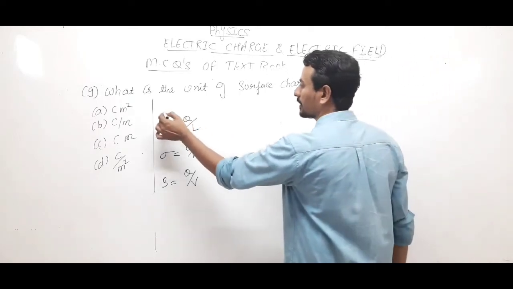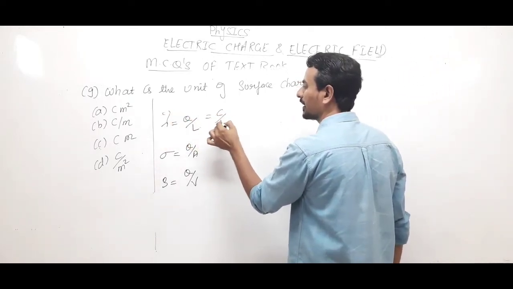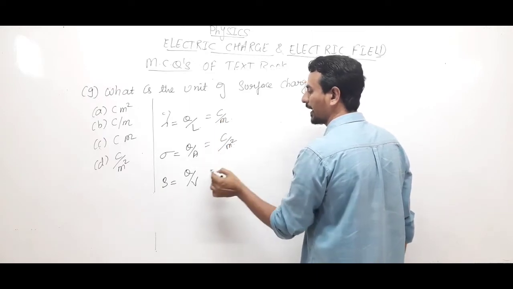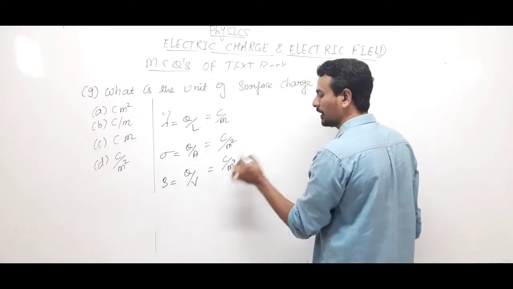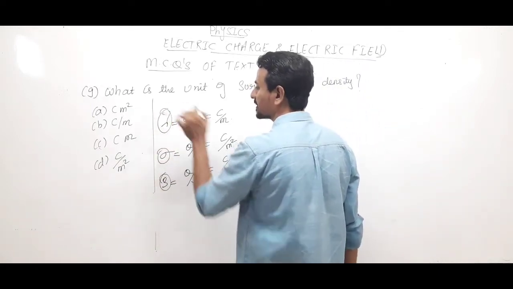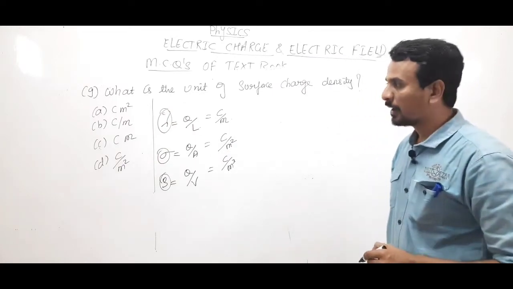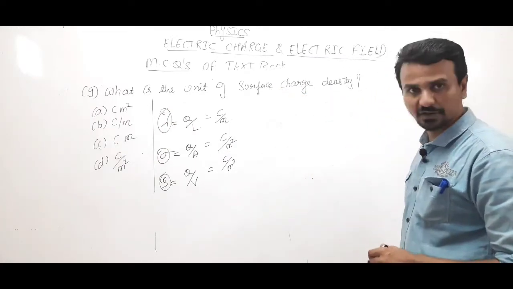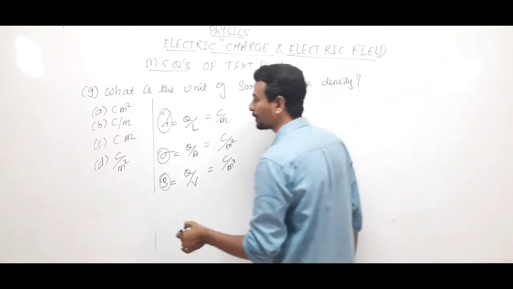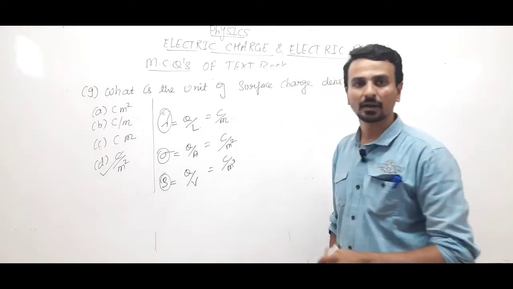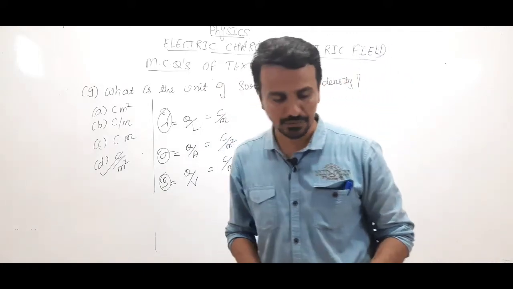So for lambda, linear charge density, unit is coulomb per meter. For sigma, it is coulomb per meter square, and for rho, it is coulomb per meter cube. This is your volume charge density, this is surface charge density, this is linear charge density. So we are being told to say the unit of surface charge density. So that is sigma, which is coulomb per meter square. This is the correct answer. Clear? Done. The next one.